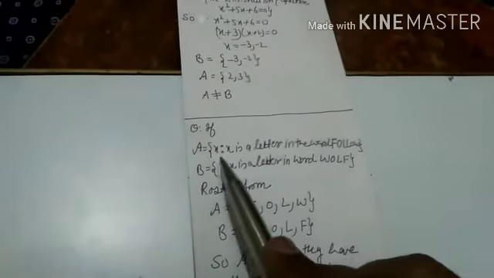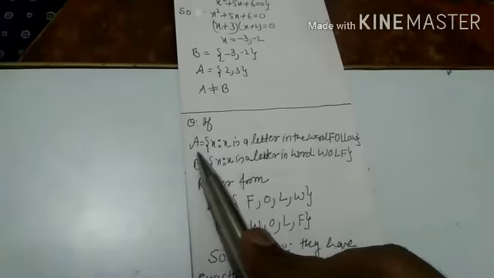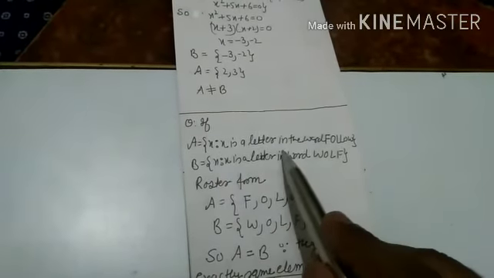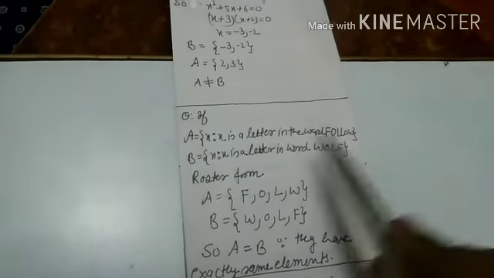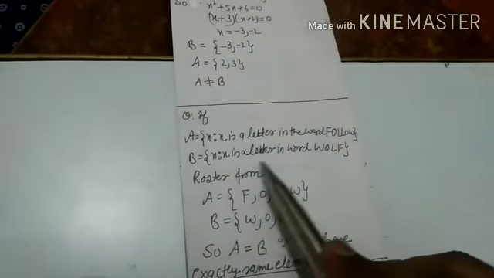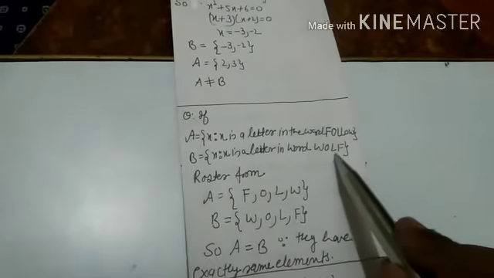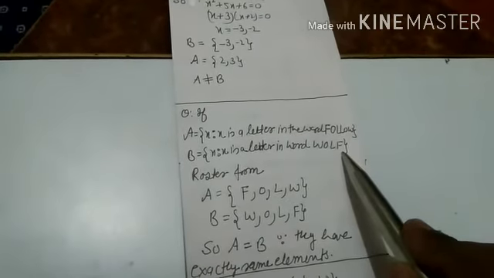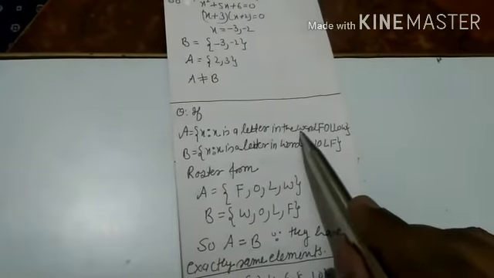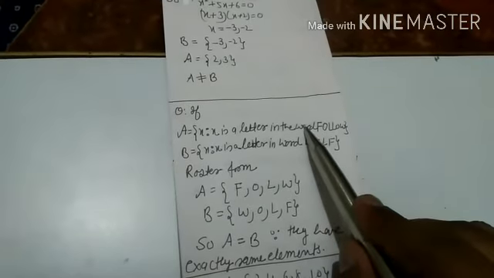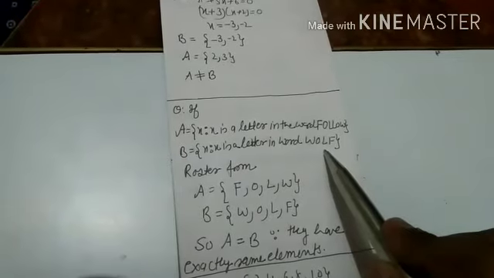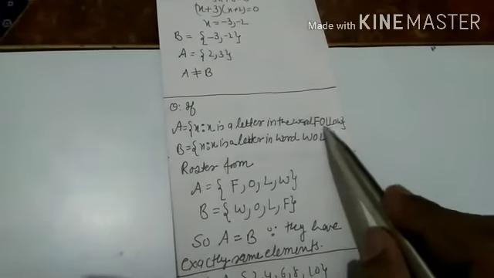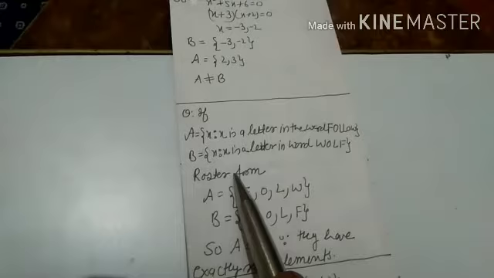Let us take an example. A is the set of letters of the word FOLLOW, while B is a set of the letters of the word WOLF. Here the elements are not clear. Which letters are there in FOLLOW and WOLF? First we will write both the sets in roster form, then we can find whether they are equal or not. Let us write them in roster form.